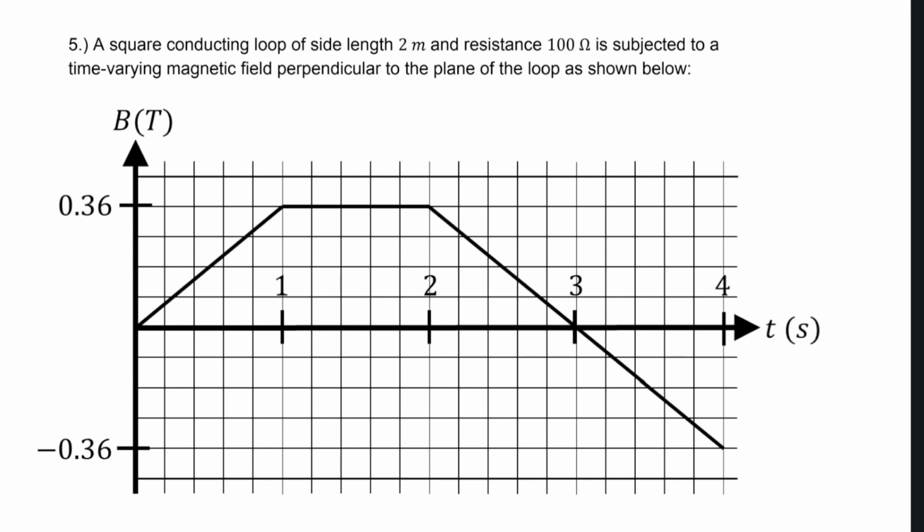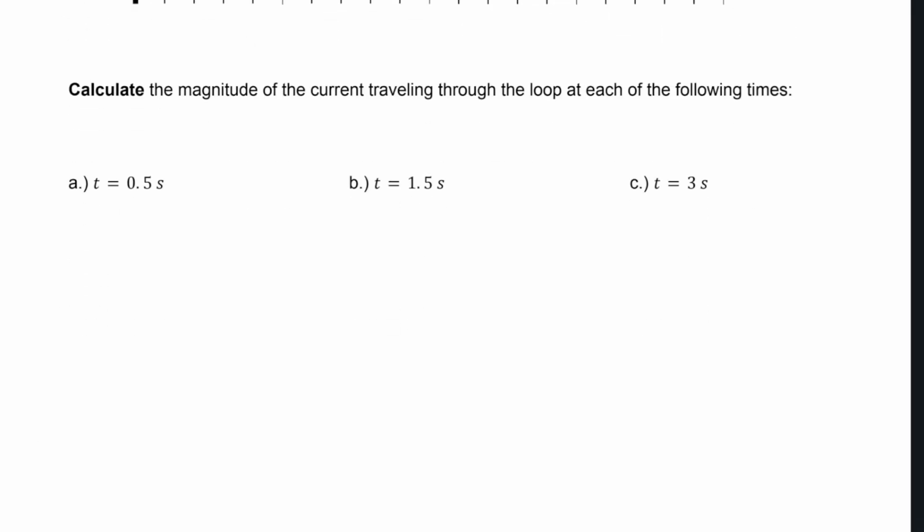All right, now for a graphing question. A square conducting loop of side length 2 meters and resistance 100 ohms is subjected to a time-varying magnetic field perpendicular to the plane of the loop. So still no angle things to consider. Calculate the magnitude of the current at each of the following times.